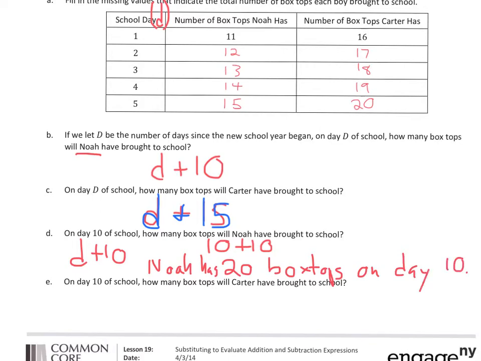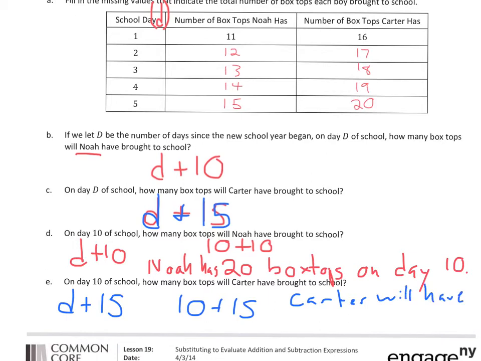On day 10 of school, how many box tops will Carter have brought to school? So we are going to be taking the number of days plus 15. So that would be 10 plus 15. So 10 plus 15 is 25. So Carter will have 25 box tops on day 10.